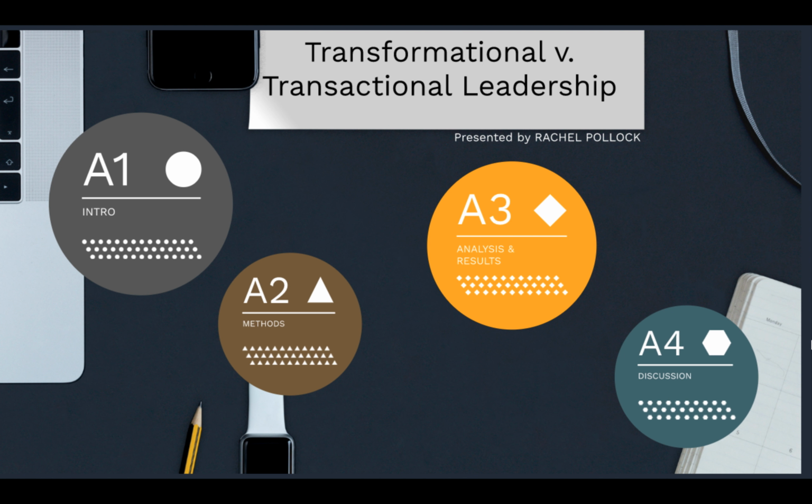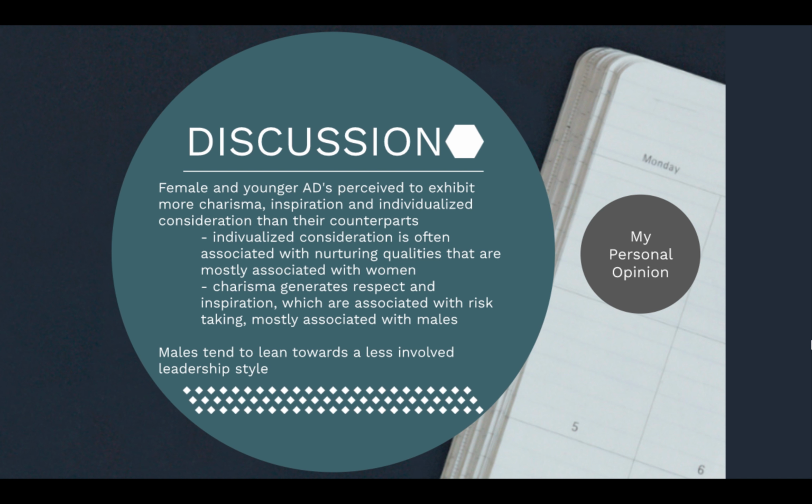And finally, we are going to look at the discussion that was made after the completion of this study. The results here indicate that the female athletic directors and younger athletic directors were perceived to exhibit more charisma, more inspiration, and more individualized consideration, which are characteristics of transformational leadership, more often than their male counterparts and older athletic directors.